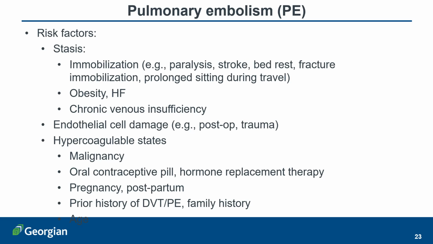In the case of pregnancy, everything slows down, including the blood flow. That increases the risk of the development of DVT as well as PE, as well as, naturally, a prior history of DVT or PE, as well as a family history. Lastly, age is a non-modifiable risk factor for the development of pulmonary embolisms.